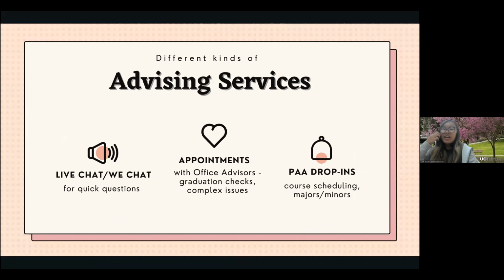And then some of the different advising services that the peer academic advisors have, as well as the professional academic advisors, we all work in the same office. So we have live chat, which is basically thinking of it as sort of a text messaging way. You log on to the website and you message us your questions and we'll get back to you with quick replies. And we also have a WeChat option for any students who speak Chinese. And we do have advisors who can help you in Chinese.